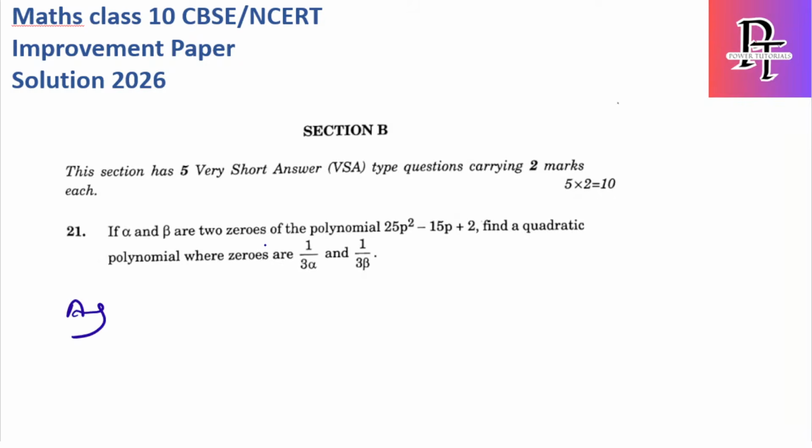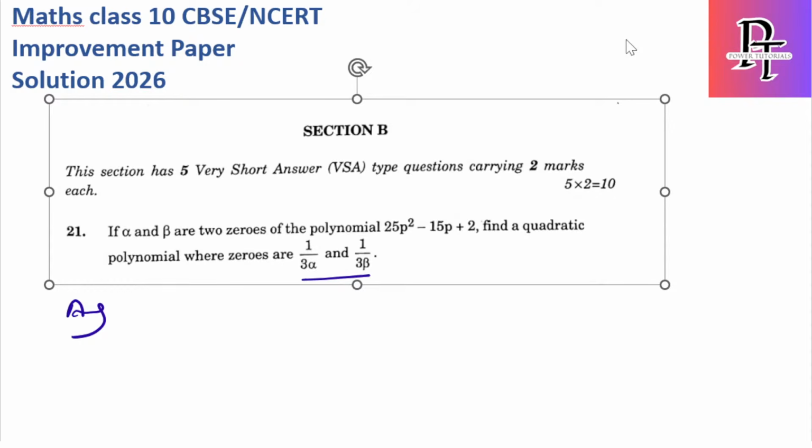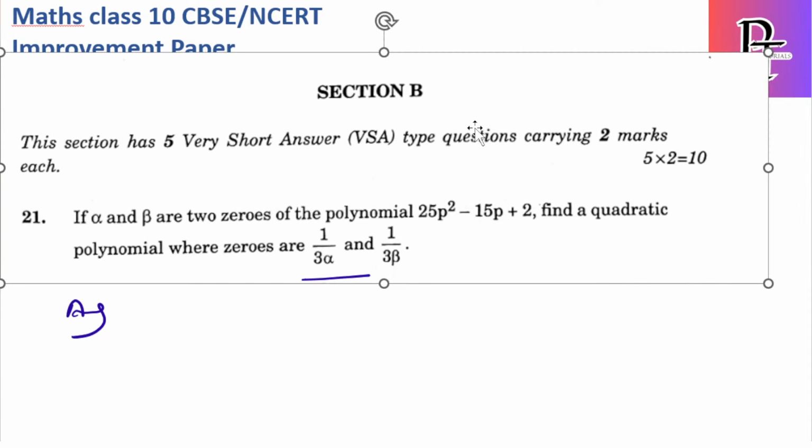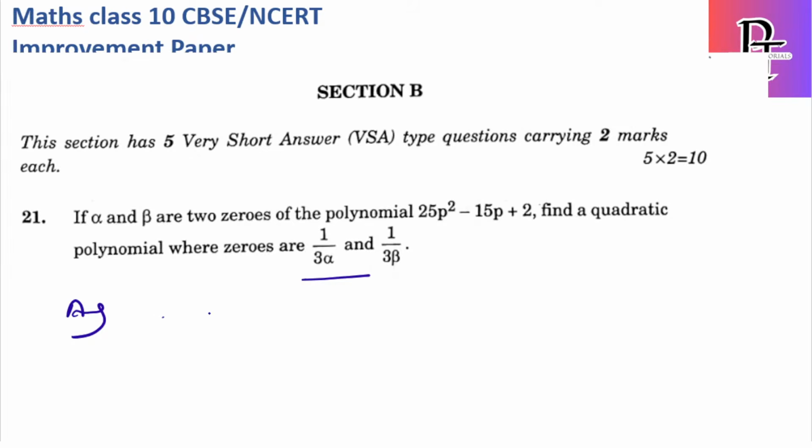If alpha and beta are two zeros of a polynomial, find the quadratic polynomial whose zeros are 1 by 3 alpha and 1 by 3 beta. If you know the quadratic polynomial, to find the quadratic equation we just use the form x square minus sum of zeros into x plus product of zeros.